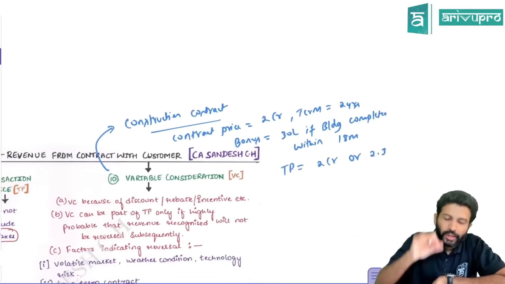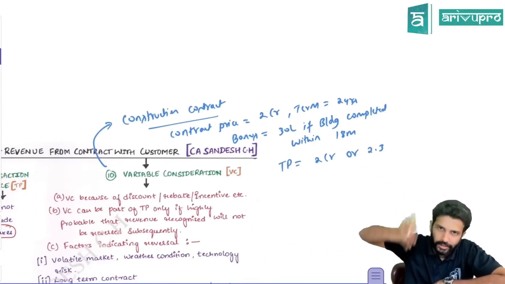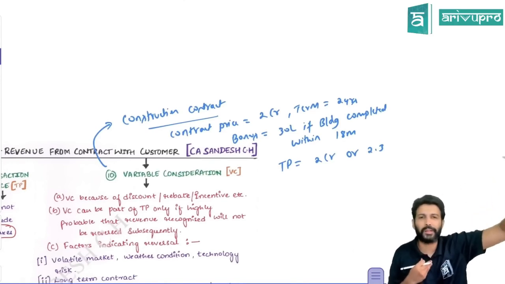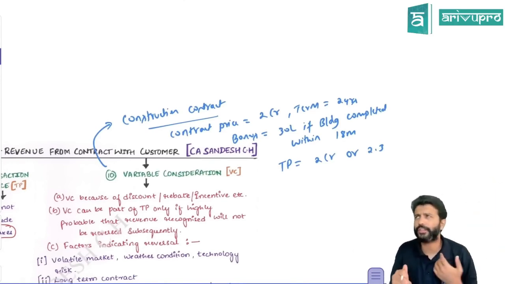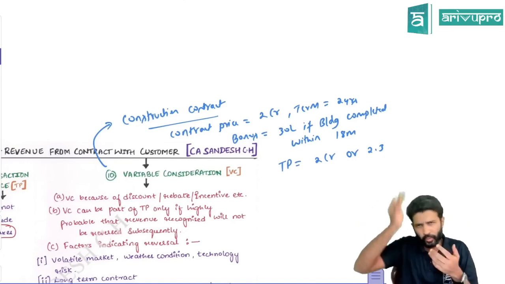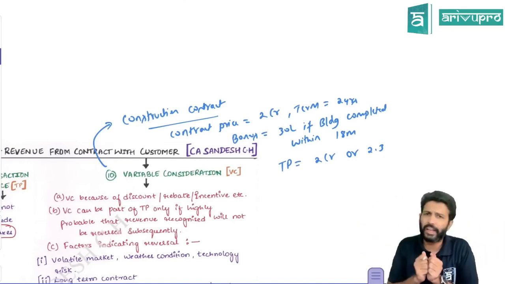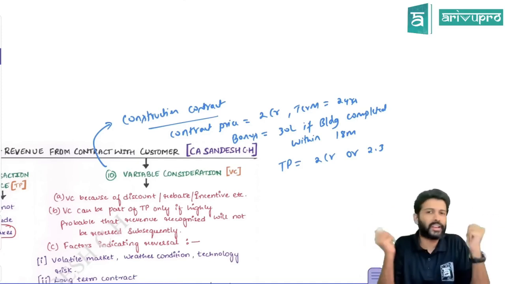Now, visualize. There are construction contracts. We are the contractors, the architects. We build the building. That's our line of business. Then our customer approaches us, and we construct the building as per their specifications, and we collect the amount. So whatever money we collect is the revenue for us.